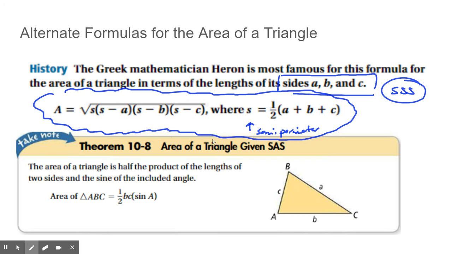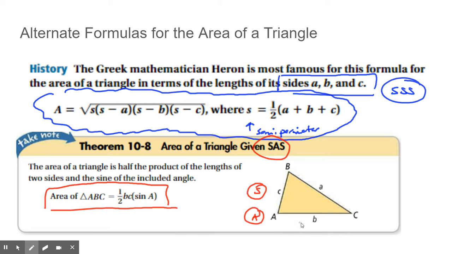Okay. There's also a formula involving trig when you have your side angle side situation. For side angle side, the area of a triangle is 1/2 BC sine of A. So BC, two sides, and then the angle in between, it's trig sine. So side, angle, side. Now, the first one is a little bit more difficult to prove. It involves some very hairy algebra. So we're not going to do that one, but we'll do the second one because it's pretty simple.